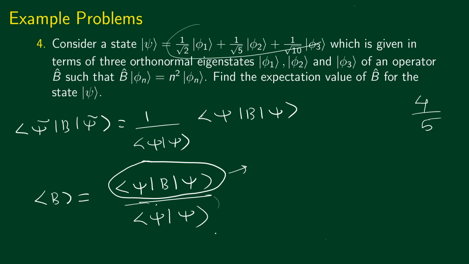The state is given here, and we know the eigenvalue equation: B phi n is n squared phi n. Use the eigenvalue equation, find the numerator here, and divide it by this factor. That will give you the expectation value. So I leave the rest of it as an exercise for you to complete.